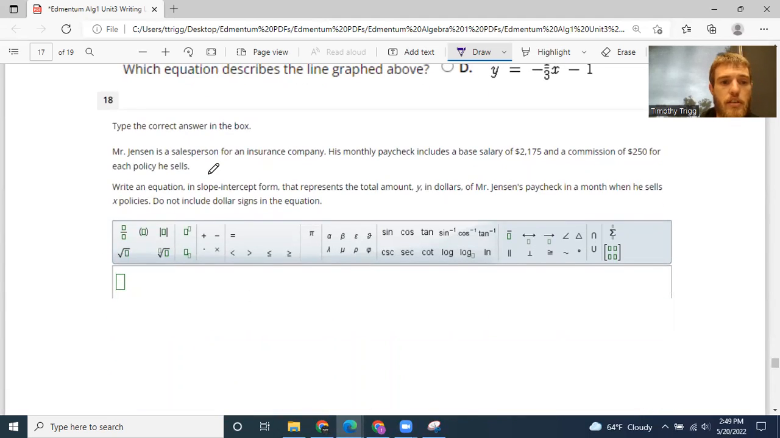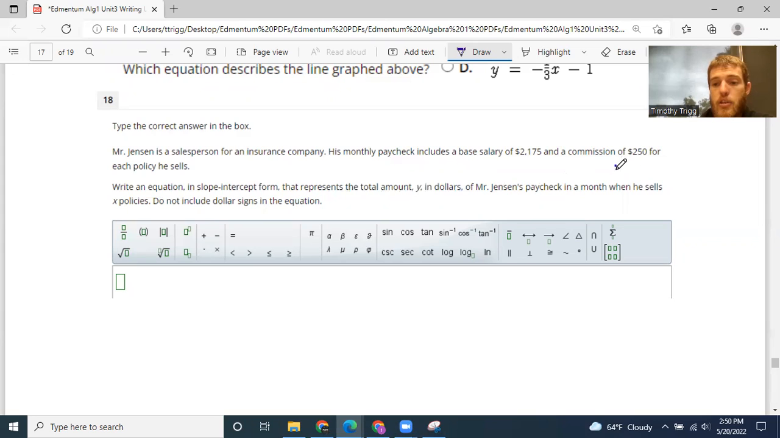Mr. Jensen is a salesperson for an insurance company. His monthly paycheck includes a base salary of $2,175 and a commission of $250 for each policy he sells. Write an equation in slope-intercept form that represents the total amount y in dollars of Mr. Jensen's paycheck in a month where he sells x policies. Do not include dollar signs in your equation.